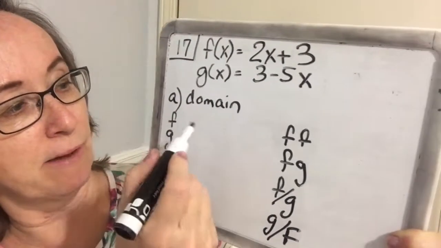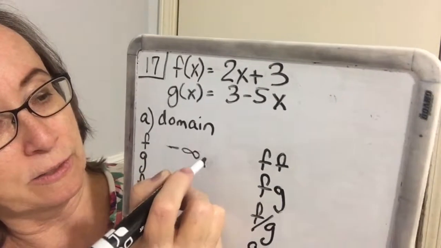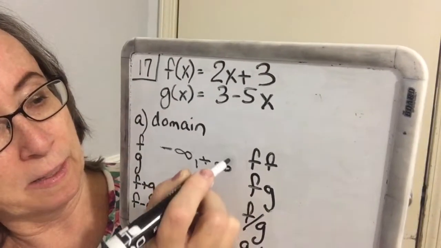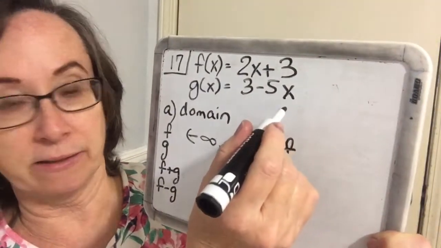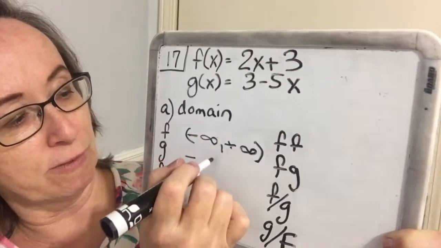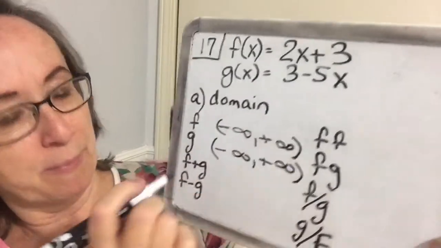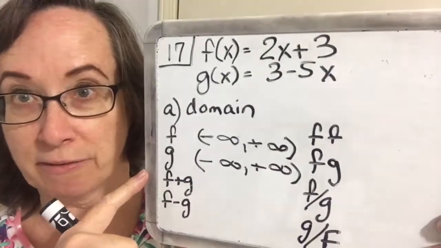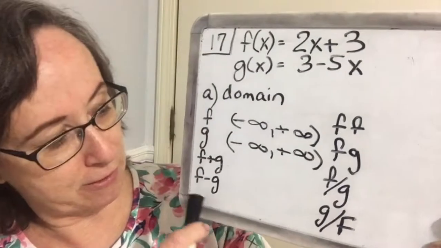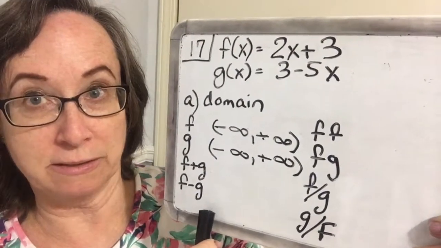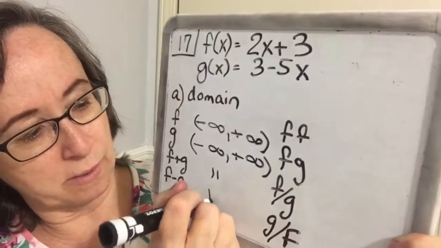Okay, so the domain of f is all real numbers, so we could write that as -infinity to +infinity, because it is linear. The domain of g is also linear. It's a line, so -infinity to +infinity. Okay, the sum of two linear functions is going to be a line again, and the difference of two linear functions is going to be a line. So we can put a little ditto mark for all of those.